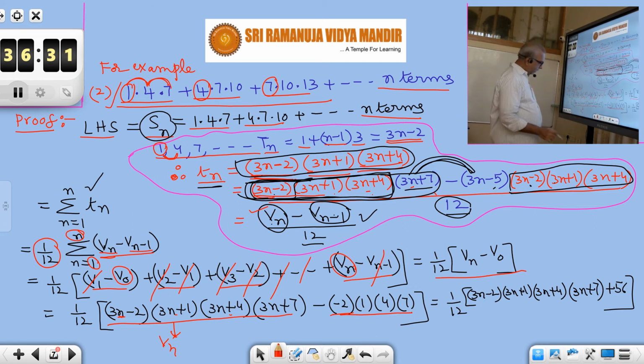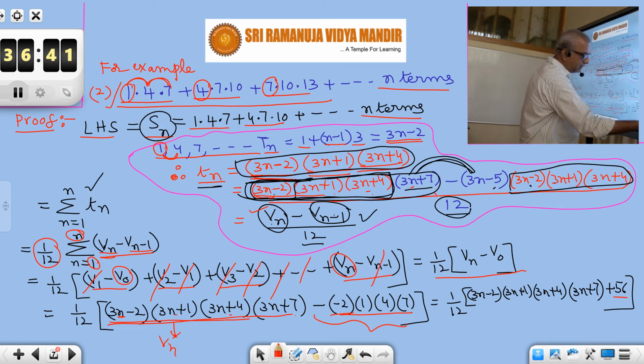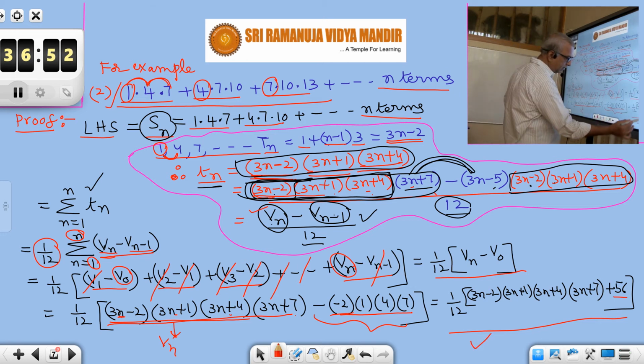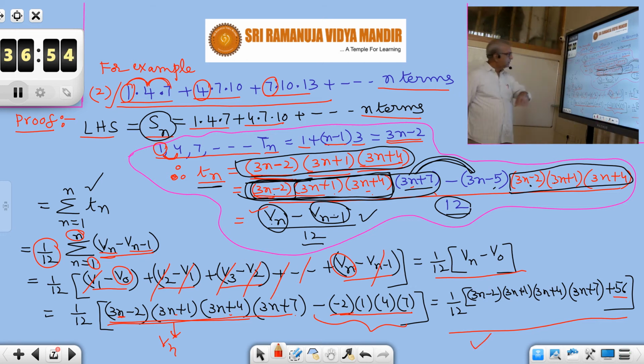So, 1 by 12 into Vn I will write as usual, but this constant is what? Minus minus plus 8 into 7, 56. So, I have written 56. So, this is the answer for the given question. The sum of the series of n terms will be given by this formula. So, this is the method of one step forward, one step backward.